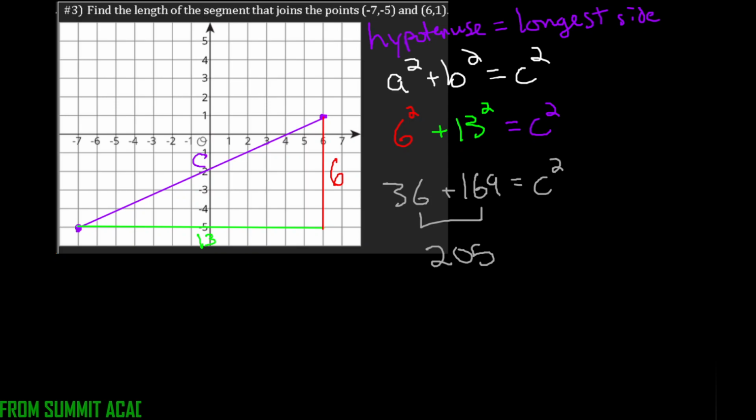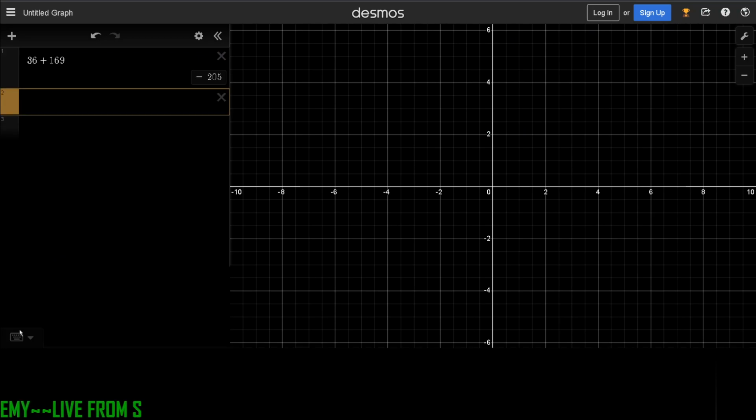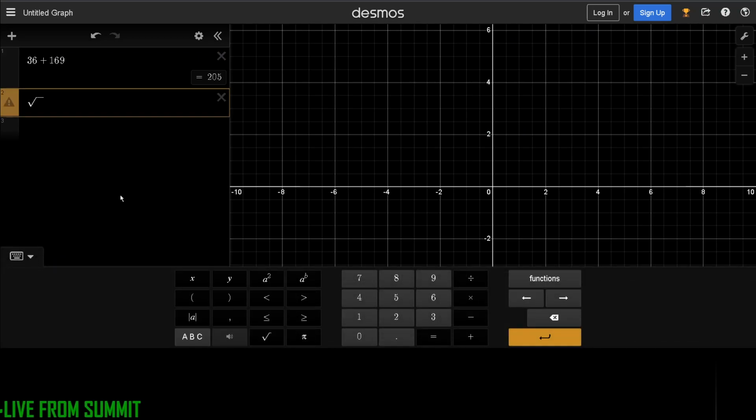So let me actually show you what I'm looking at here. I take that square root, so I'm going to hit enter. I click on the keypad, square root 205, and so it's going to be about 14.31. So let me hide this again.